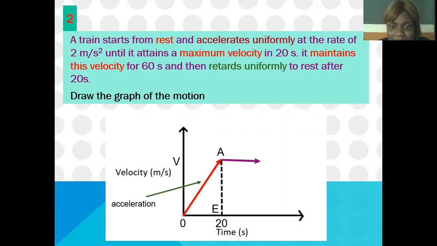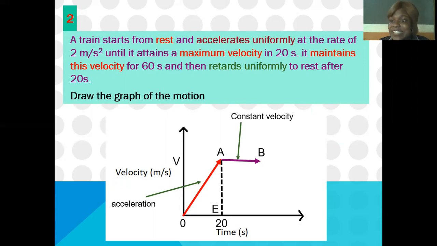Okay. So look at this. A straight line shows that it maintains. Let's call that point B. It maintains that speed for 60 seconds. So this is what we call the constant velocity. It maintains that velocity. It keeps going with that same velocity.